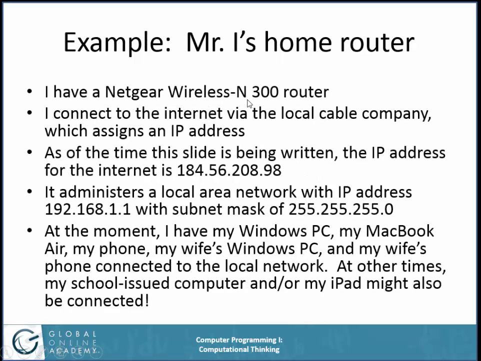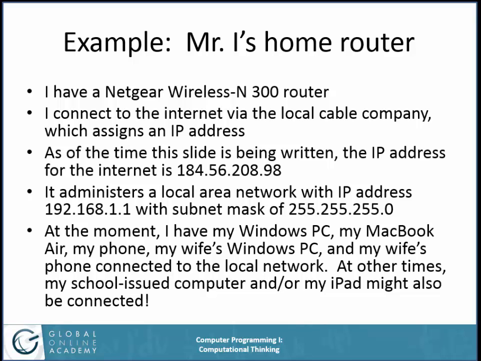So here's an example of my own home router. I happen to own a Netgear wireless N300 router. It's not very new. I've had it, I don't know, at least 5 years, maybe even 6 or 7 years. I connect to the internet via the local cable company from where I live, which assigns an IP address to my wireless router. At the time that this PowerPoint slide was being written, the IP address for the internet on my router was 184.56.208.98. That's an IPv4 address.